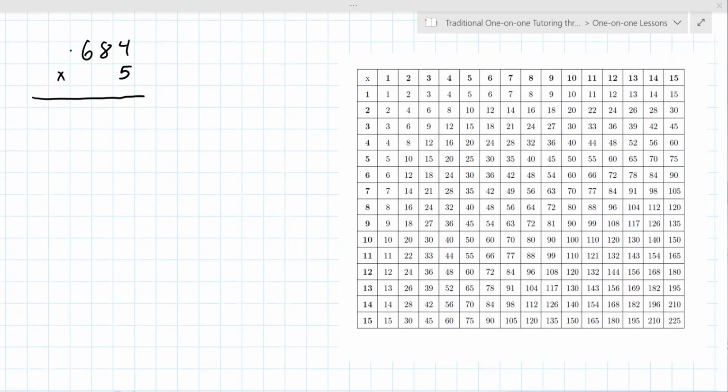All right, so let's start with 5 times 4. What is 5 times 4, Michael? 20. So you put a 0 down here and a carry of 2 above the 8. Do you see how it goes above the 8 there?